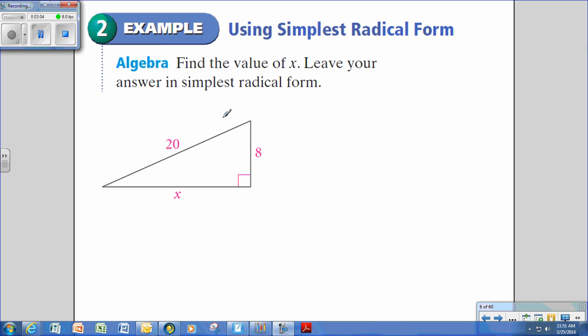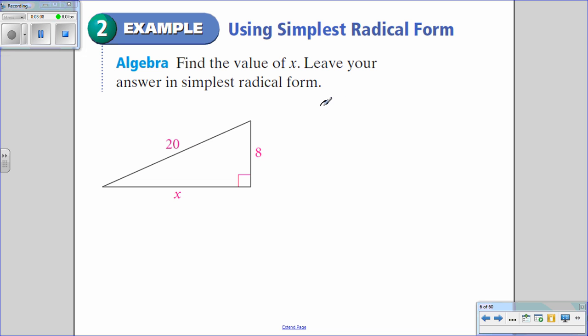Okay, we're going to do another example. This is example 2. Let's go ahead and write out our Pythagorean theorem, and label the sides. Okay, across from the right angle is my c. So I know 20 is c. And these are my legs, a and b respectively. Doesn't matter which one's a or b. So I'm going to plug them in.